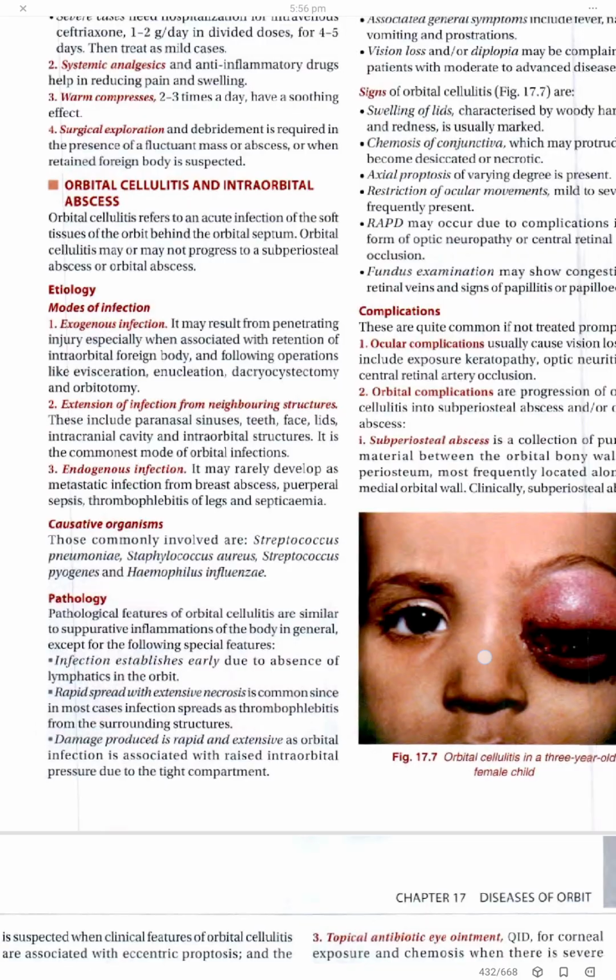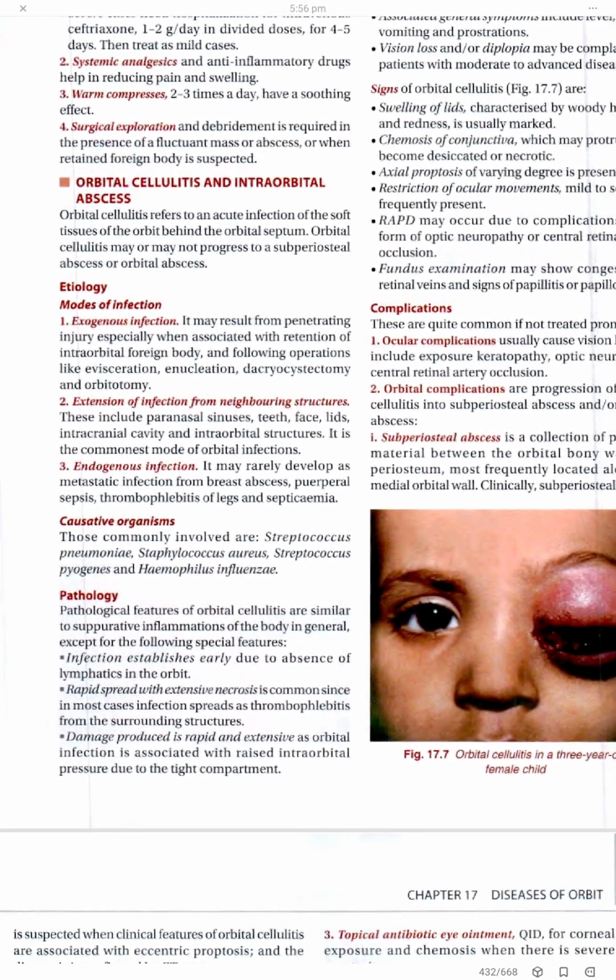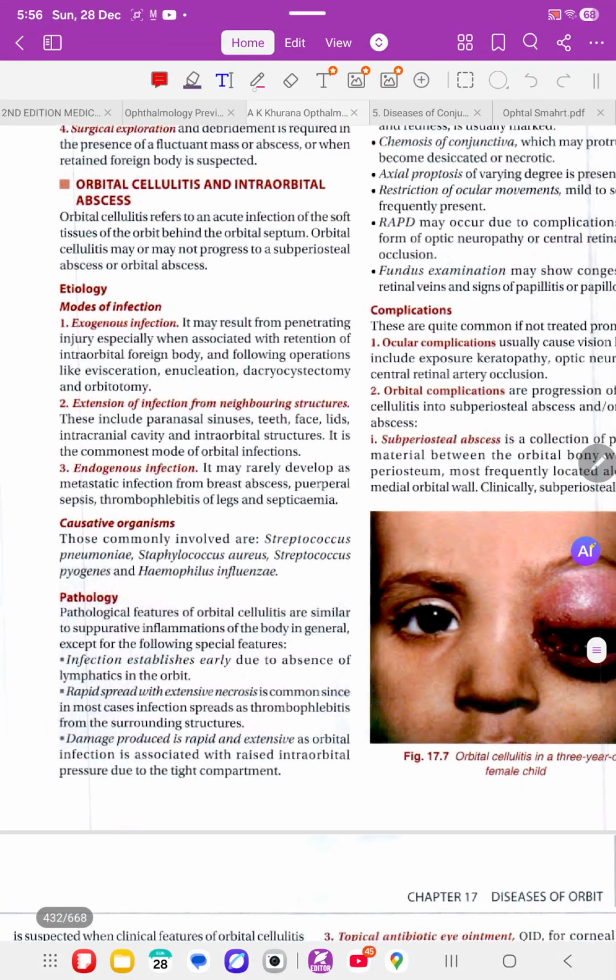So, orbital cellulitis and intraorbital abscess. I'm going to read about orbital cellulitis. Orbital cellulitis refers to acute infection of the soft tissue of the orbit behind the orbital septum. Infection of soft tissue of the orbit behind the orbital septum. Orbital cellulitis may or may not progress to subperiosteal abscess or orbital abscess.